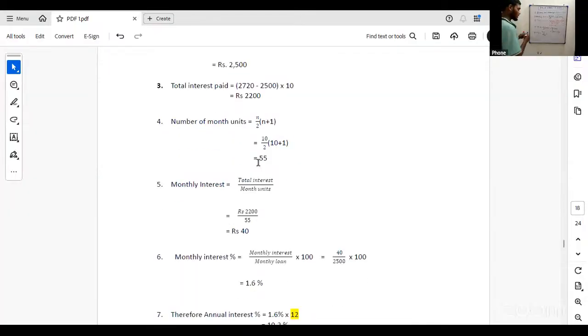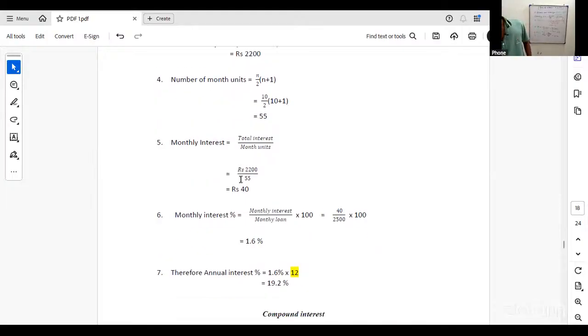Right. Now here, so what's the total interest? We found it, 2200. And what's the month unit? 55. You can divide this. The answer will be 40. So the monthly interest is 40 rupees.